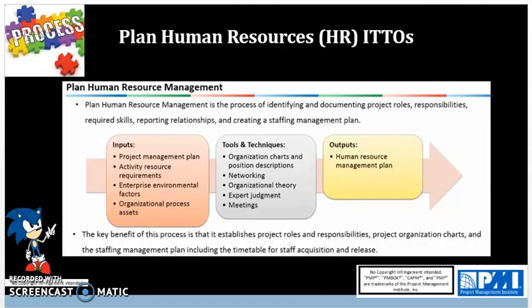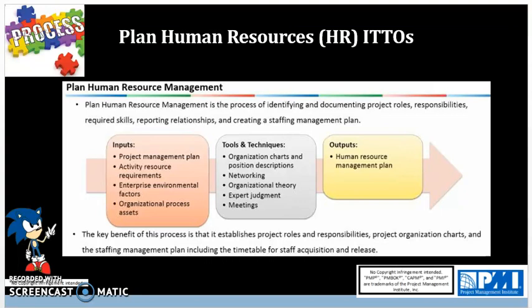Now the ITTOs, inputs, tools, techniques, and outputs for Plan Human Resource Management are as follows. For inputs, we have the project management plan. This includes the project lifecycle processes in each phase, how the work will be executed to accomplish the project objectives, the change management plan that documents how changes will be monitored or controlled, the configuration management plan that documents how configuration will be managed or performed, how integrity of a project baseline will be maintained, and stakeholders' methods of communication.